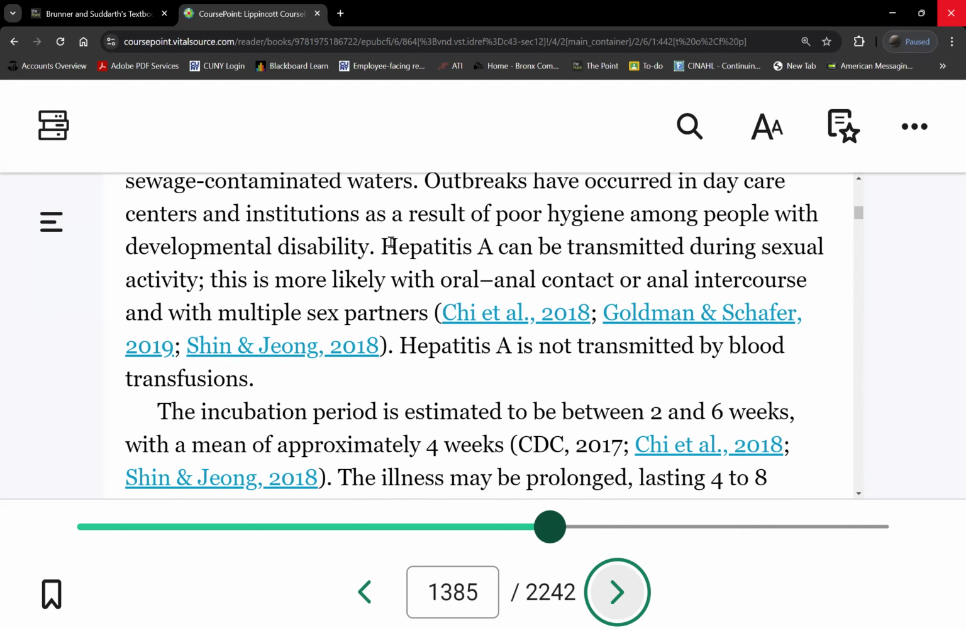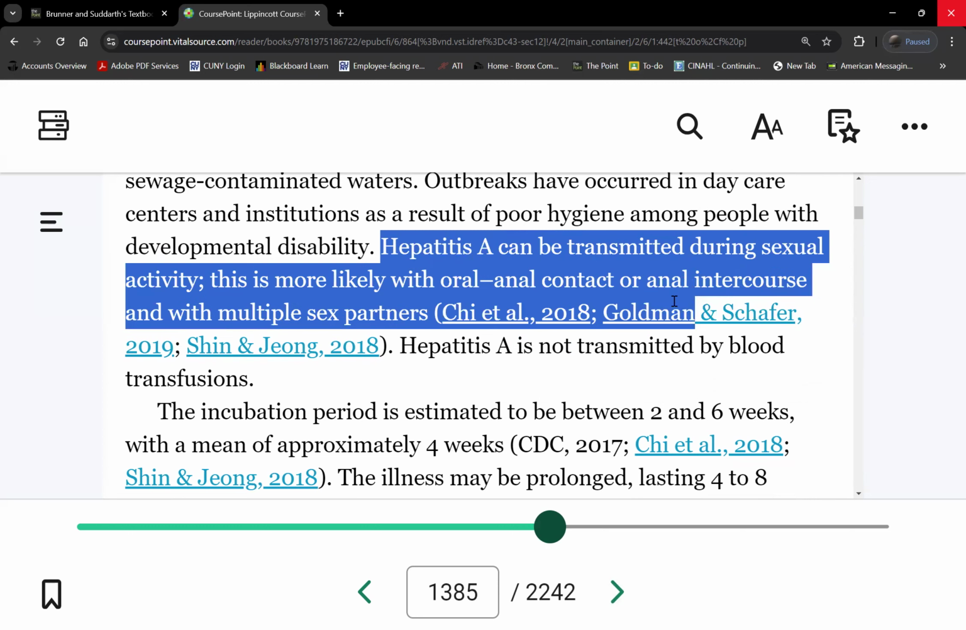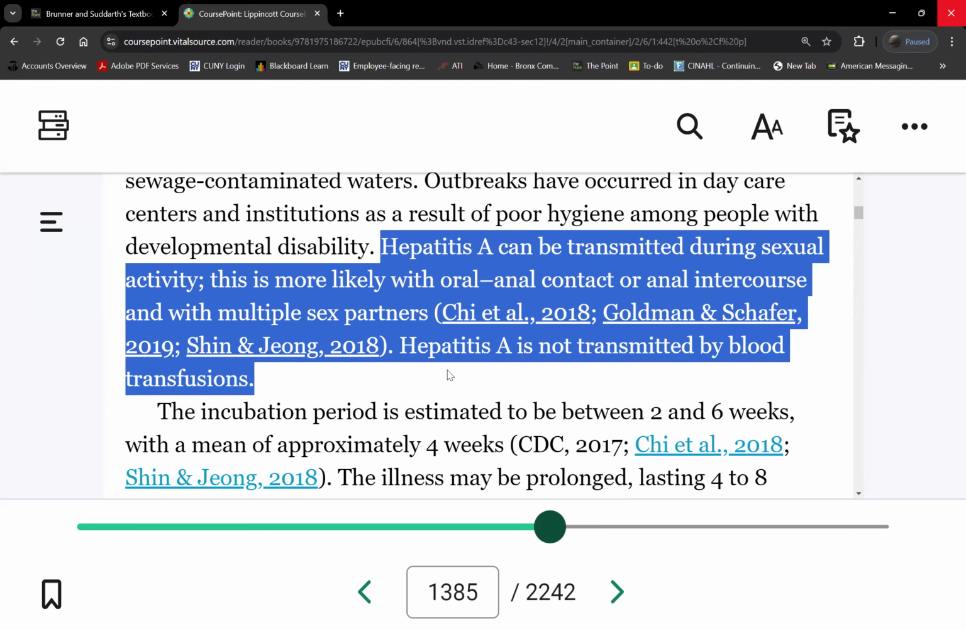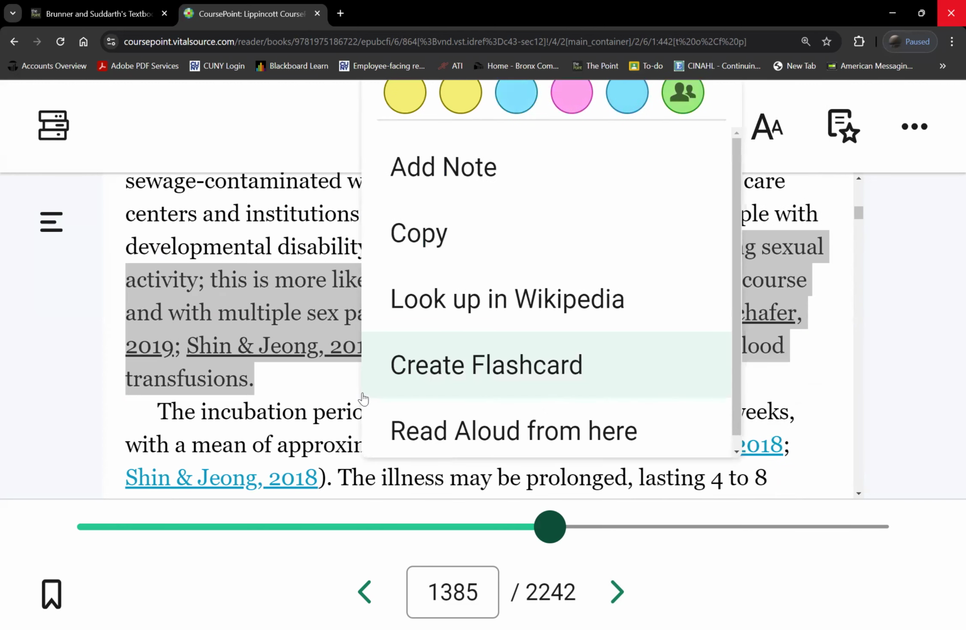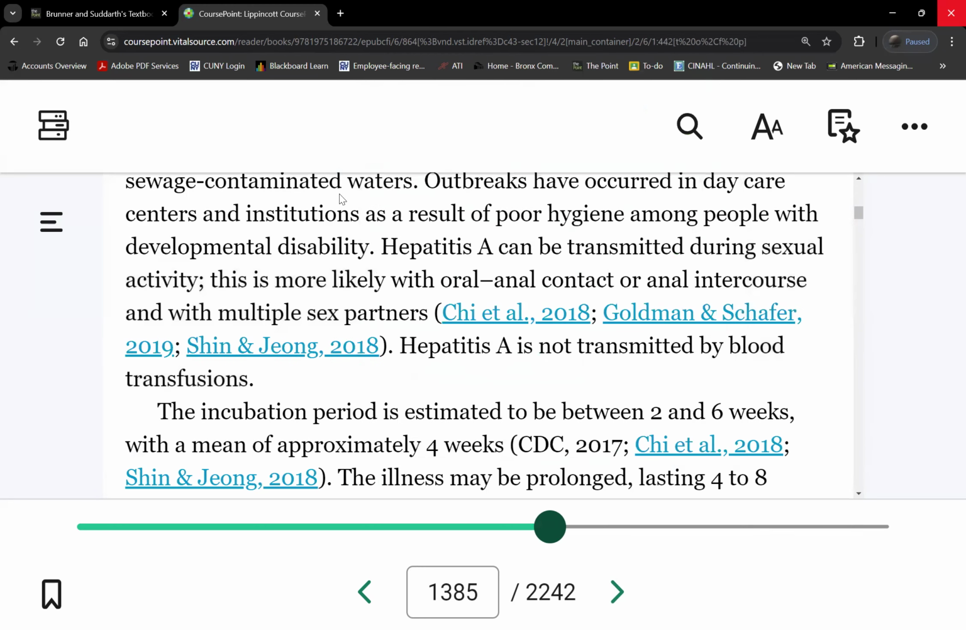See, for instance, here hepatitis A can be transmitted during sexual activity. So hepatitis A is not transmitted by blood transfusions. If you get a matrix question, for instance, where I put all the hepatitis types and then ask about transmission, and I give you examples. Let's say I put which can be transmitted through sex. That includes A and E. Of course, B, C, and D are bloodborne, and those would be through sex as well, unprotected sex.